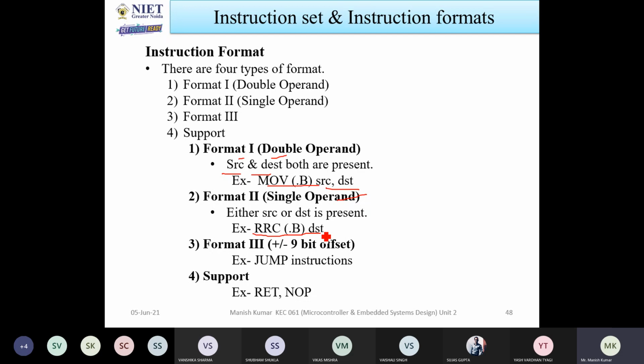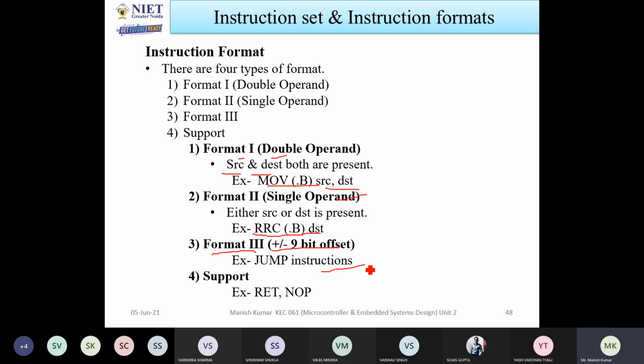It means only a single operand will be there, dst. In place of dst, source can also be there, no problem in that. When we are talking about format 3, a plus or minus 9-bit offset is there. That is the example of jump instructions. So when we are using jump instructions, either with conditions or without condition, both come under format 3.